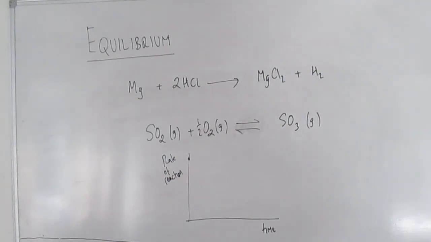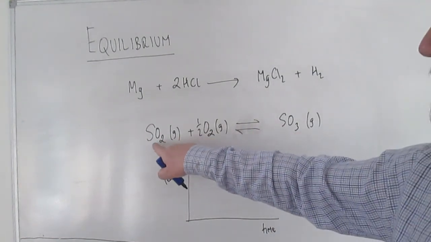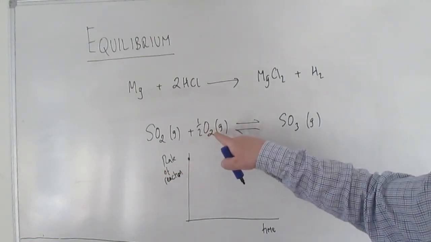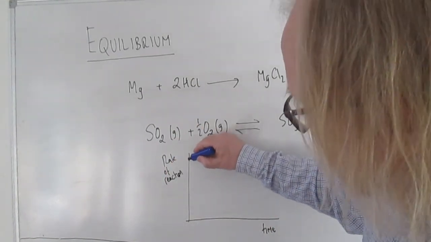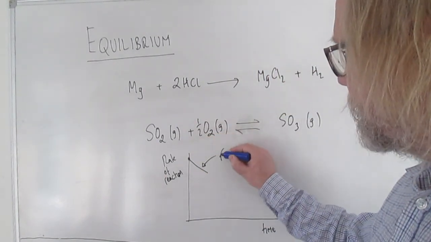But of course, as soon as it starts, some of this gets converted into that, and so the concentrations of these things decrease. And as their concentrations decrease, the probability of collisions between them decreases, and so the rate of reaction decreases. So this is the forward reaction.